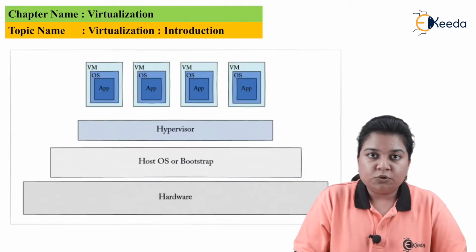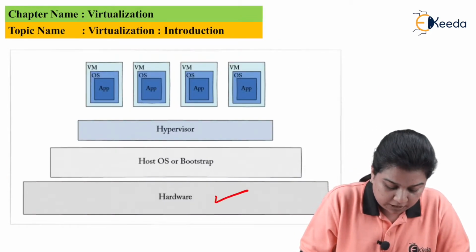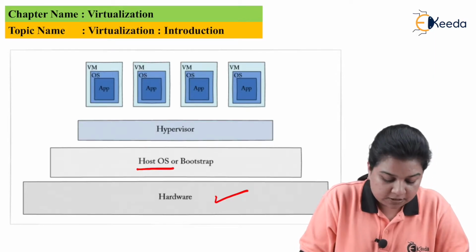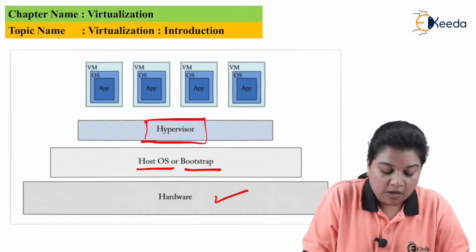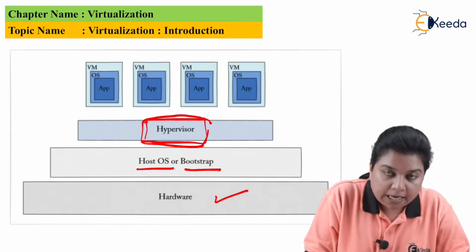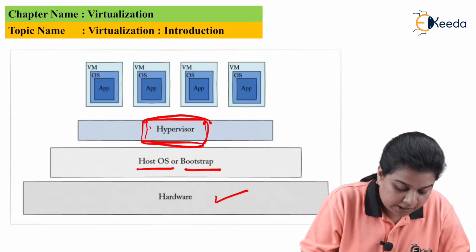This is the diagram which shows the virtualization. See, we have the hardware, the host operating system, or I could say the bootstrap, and then we have this hypervisor. Now, with the help of this hypervisor, we create several virtual machines.